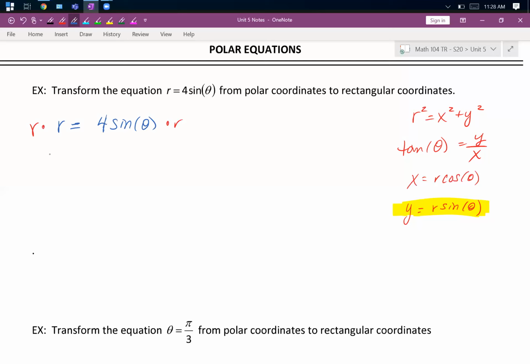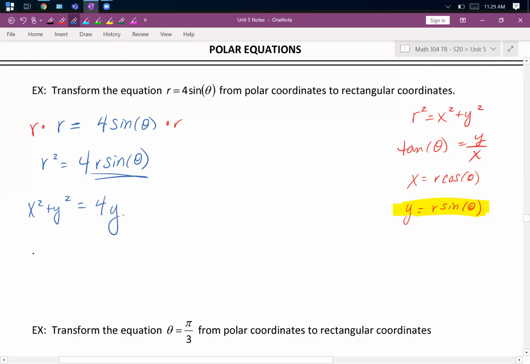And when we do that, we're going to get r squared equals 4r sine of theta. Well, we know that r squared is equal to x squared plus y squared, and we know that r sine of theta is equal to y. So I can replace that with y to be in rectangular coordinates. It means that our variables are all x and y and no r's and thetas. We've gotten rid of r and theta. Right there is our rectangular form.